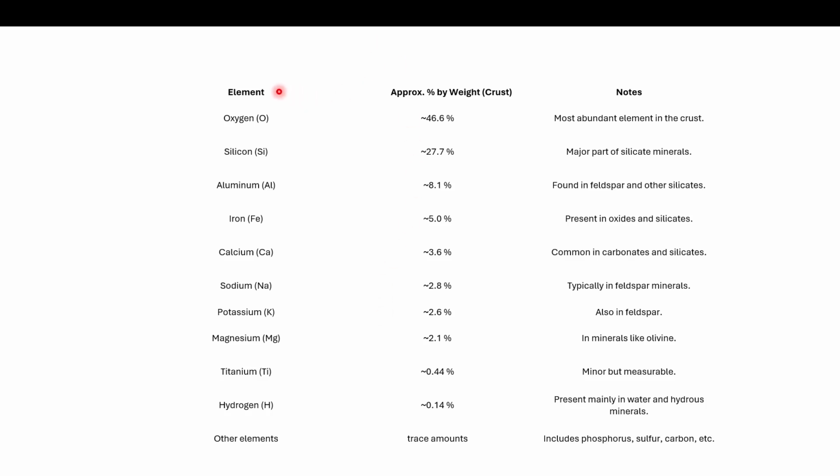If we talk about the different elements, these are mostly the composition of the Earth's crust: oxygen, silicon, aluminium, iron, calcium, sodium, potassium, magnesium, titanium, hydrogen, and other elements in trace amounts. What we see in the highest amount is oxygen, which is the most abundant element in the crust. Okay.